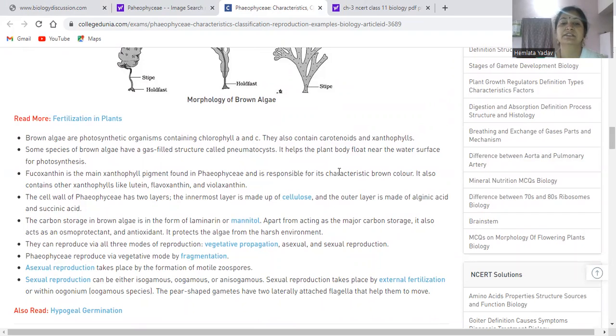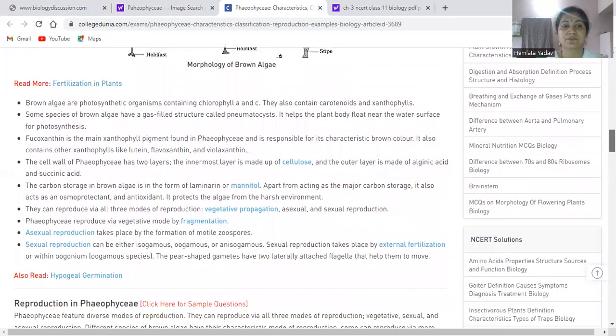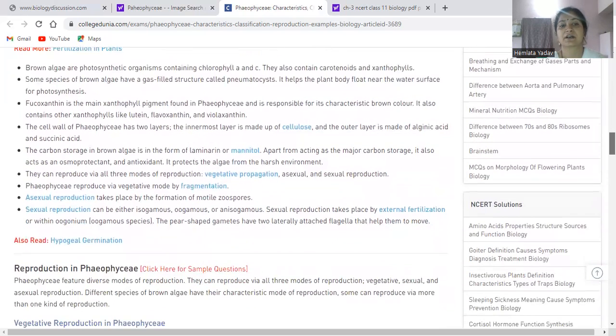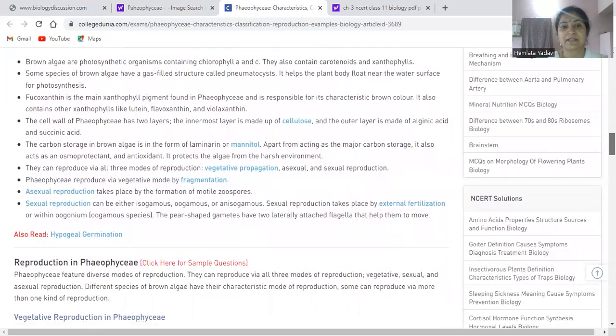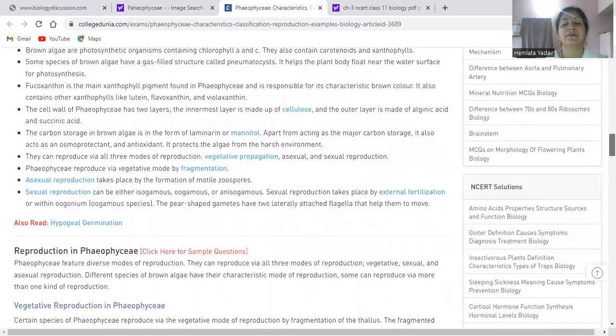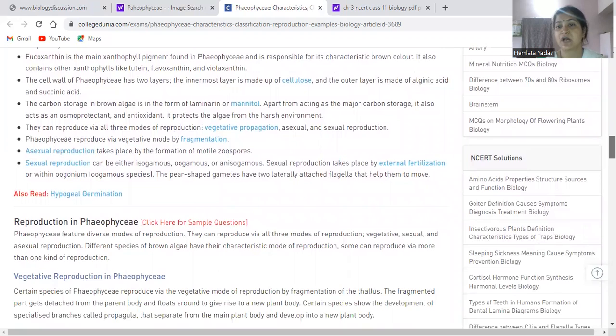Brown algae are photosynthetic, containing chlorophyll a and c, and also carotenoids, xanthophylls, and fucoxanthin. The major xanthophyll pigment found is fucoxanthin, which gives Phaeophyceae their brown color. In the cell wall of Phaeophyceae, the innermost layer is made of cellulose, and the outer layer of alginic acid and succinic acid.